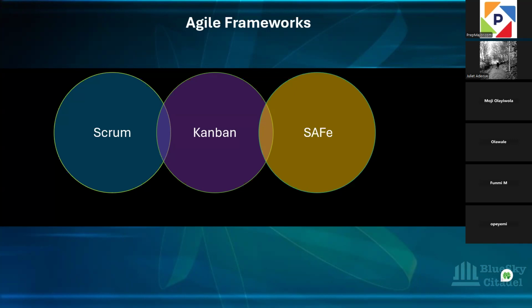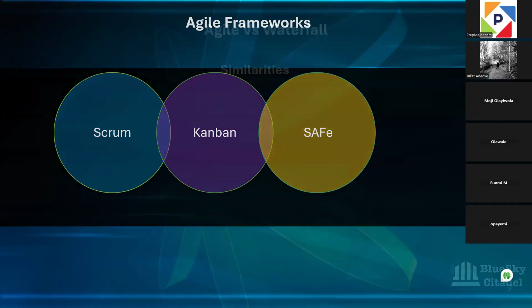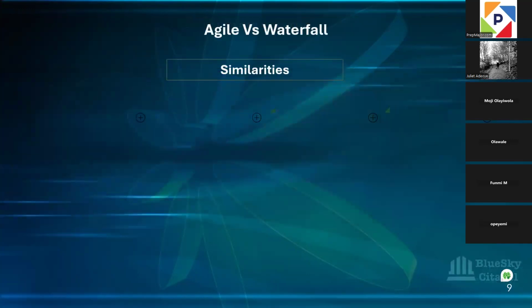Now, these frameworks that Agile has, they still align with the principles of Agile. Just because they are frameworks, remember they are just frameworks under the main umbrella, which is Agile. So the core principles of Agile still align with these frameworks. I just thought I should quickly chip that in before we go into something else.